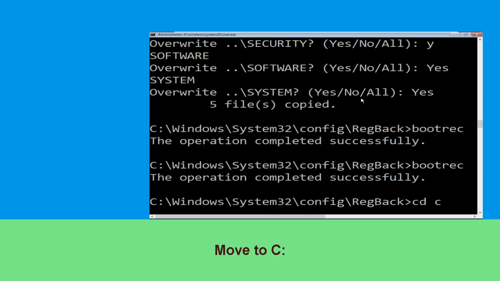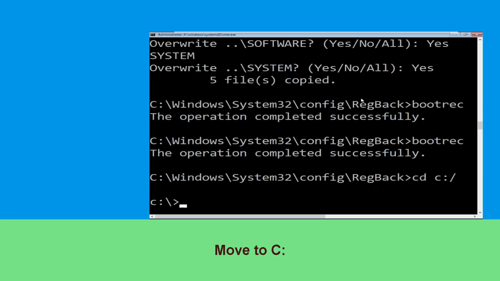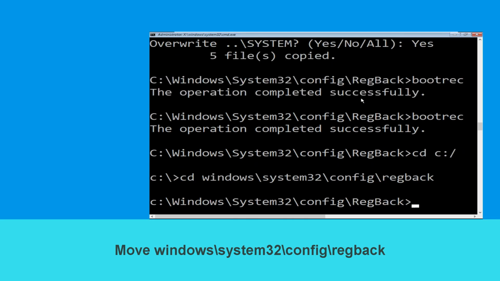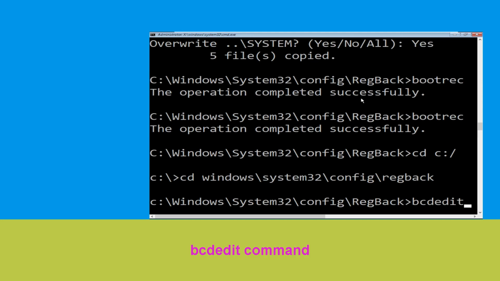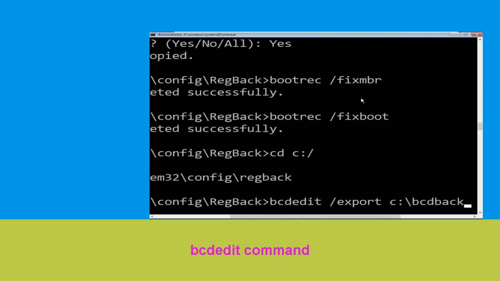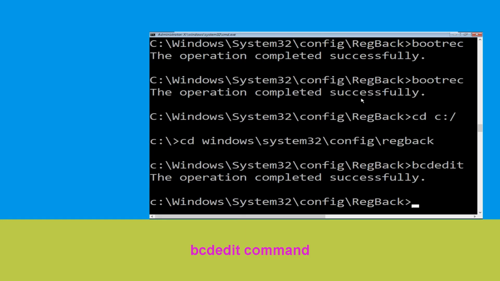Now execute this command cd c:/. Let's execute this command. Type cd Windows/system32/config/regback. Then simply we need to hit enter to execute this command. Type bcdedit /export c:/bcdbackup and simply hit enter to execute this command.